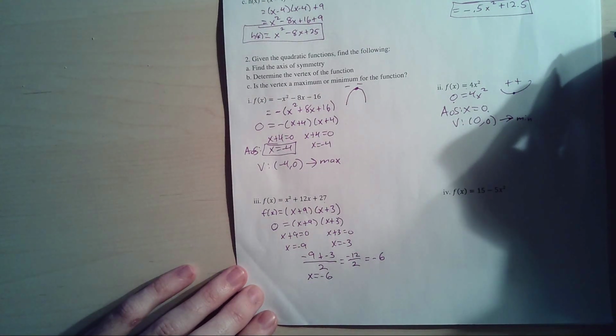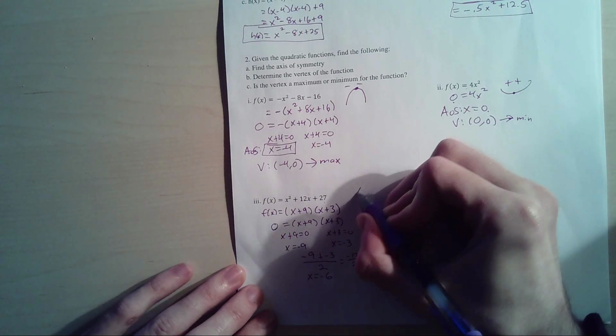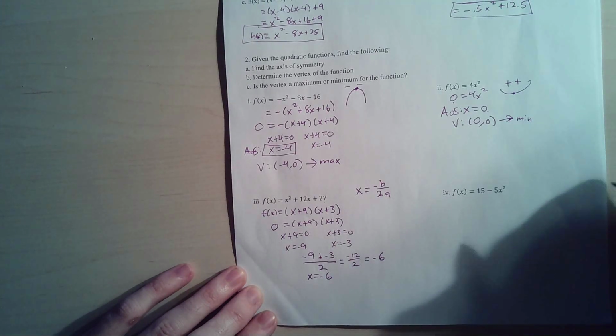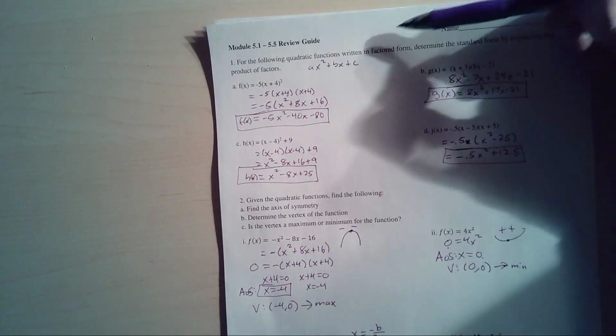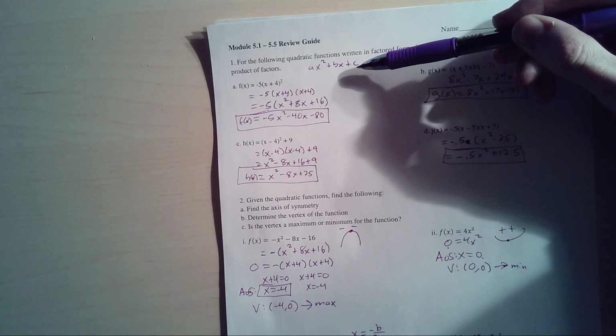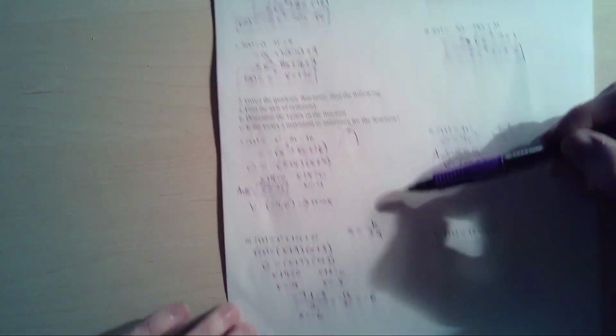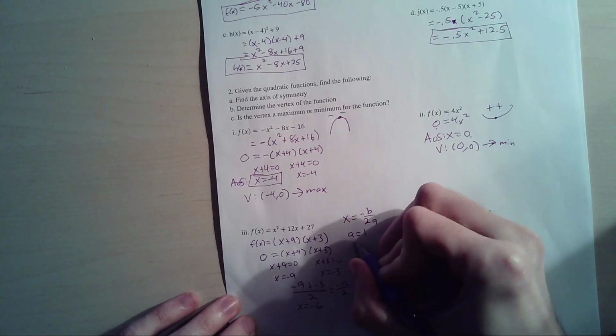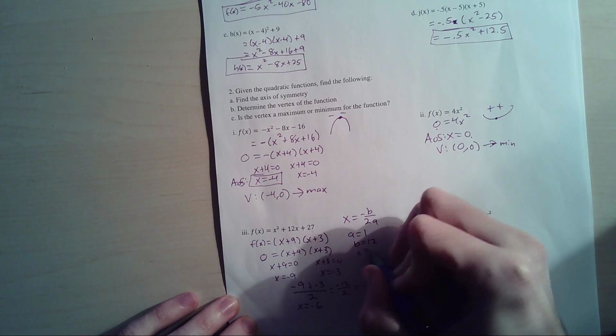Before I move on, I want to show this can be done in another way. The axis of symmetry is always given by x equals negative b divided by 2a. I'm using the same exact formula I used way up here, ax squared plus bx plus c. So in this question, a is equal to 1, and b is equal to 12, and c is equal to 27.